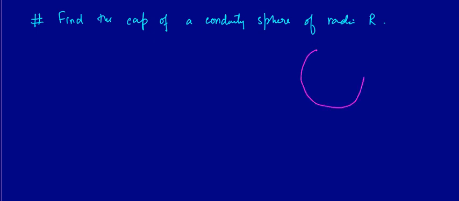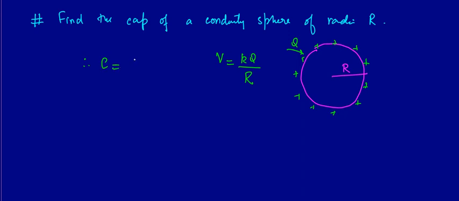Consider a conducting sphere of radius r. Let us give Q amount of charge to this sphere. Then this sphere will gain a potential given by kQ divided by r. So therefore, the capacitance can be found by the formula Q by V. So C is equal to Q divided by kQ divided by r. This Q and Q cancel out. You have r divided by k.